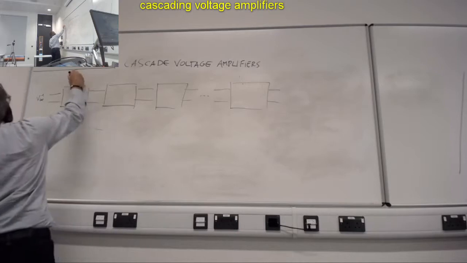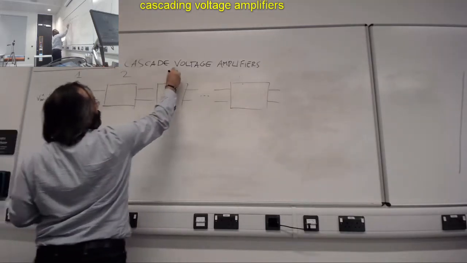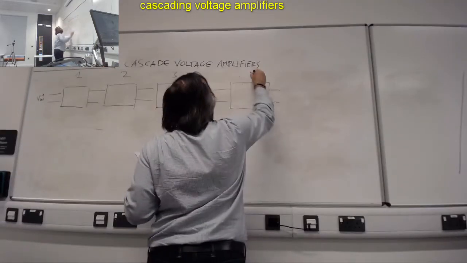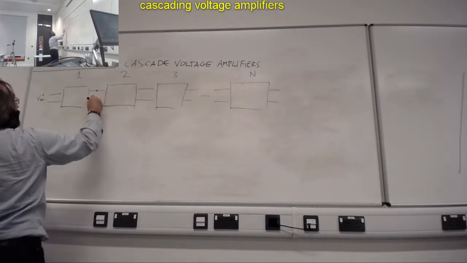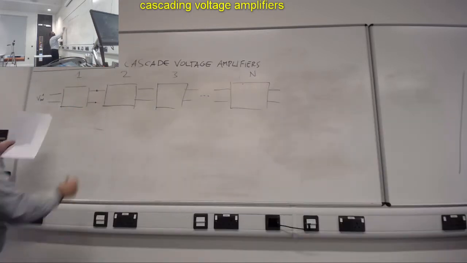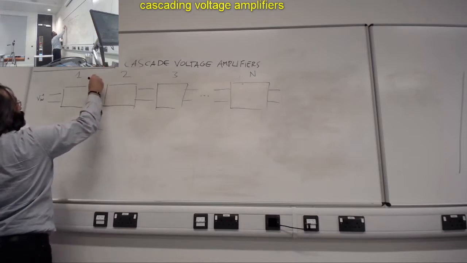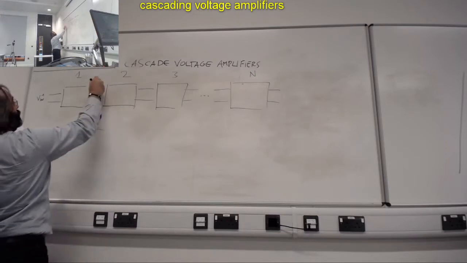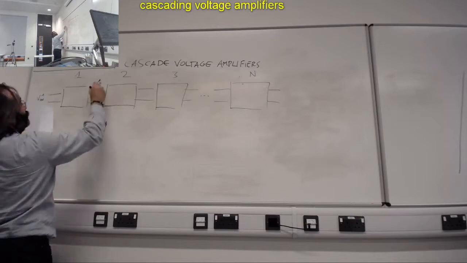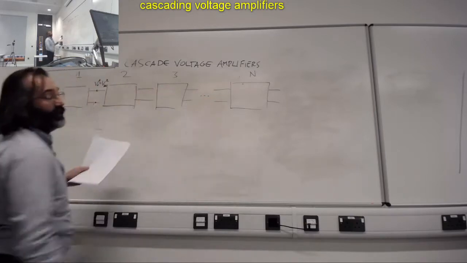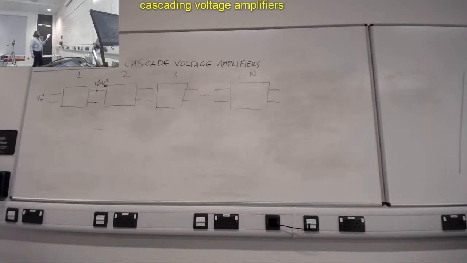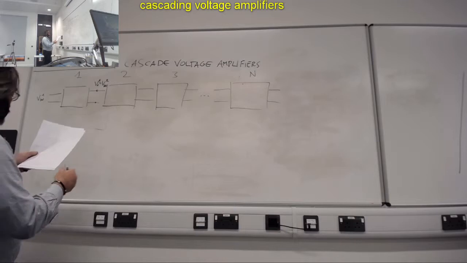So this is stage 1, 2, 3, N. And obviously, in this connection here, we have that V output 1 of stage 1 is actually equal to V in of 2. And the same there, because of this connection. The output of one becomes the input to the other.